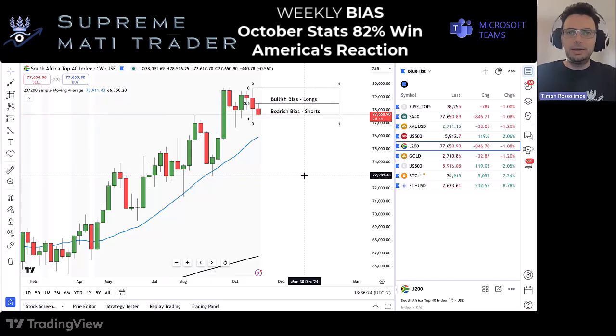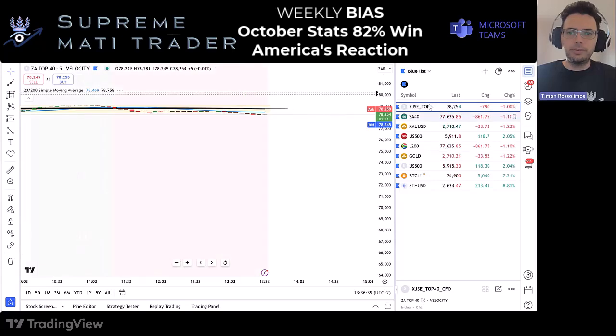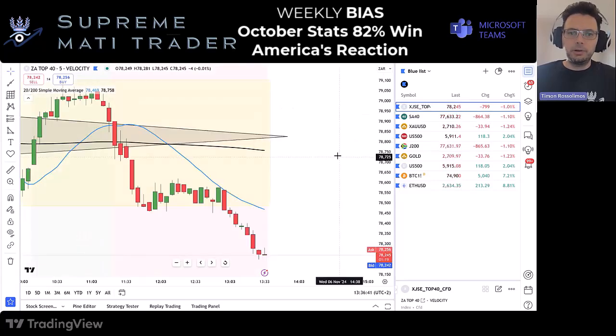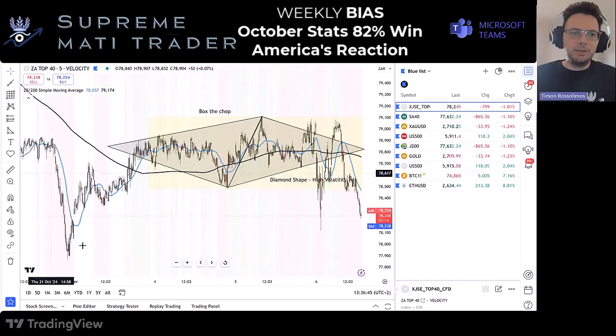Today, however, is a medium probability day. In fact, I feel like it's a medium probability week because of the American elections, because of the volatility. And to prove that, we can go straight to the XJC top 40. So this is the market that we're dealing with, and you can see that this is a volatile week. Take a look at this.